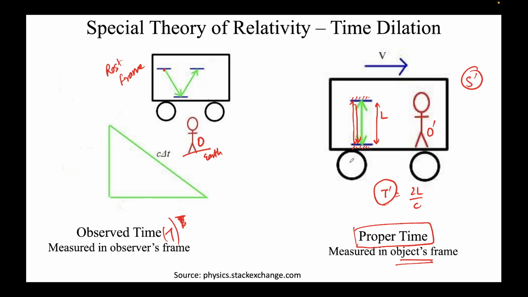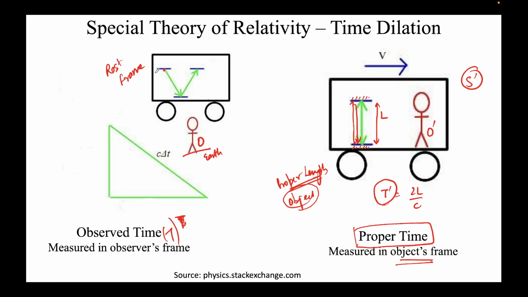Object frame में क्या? Yes. If anything is proper, this means you are measuring in that object's frame. So here the object was these two mirrors and a photon, right? So we are in their frame. Very soon we'll see another term, proper length. Proper length is again measured in the object's frame. That's why I'm telling you, whenever you hear the word proper, this means you are in that object's frame. As simple as that.